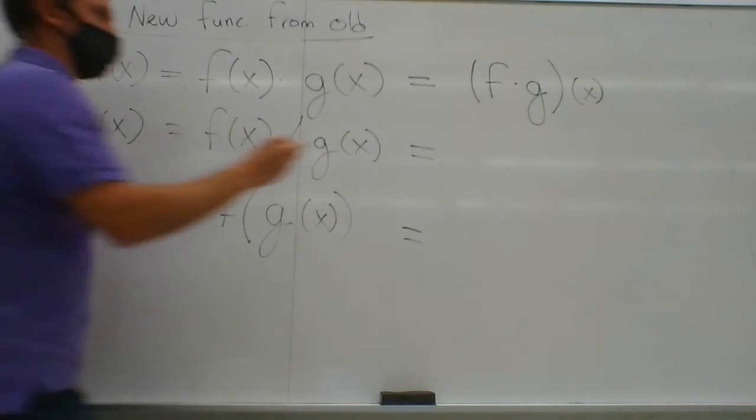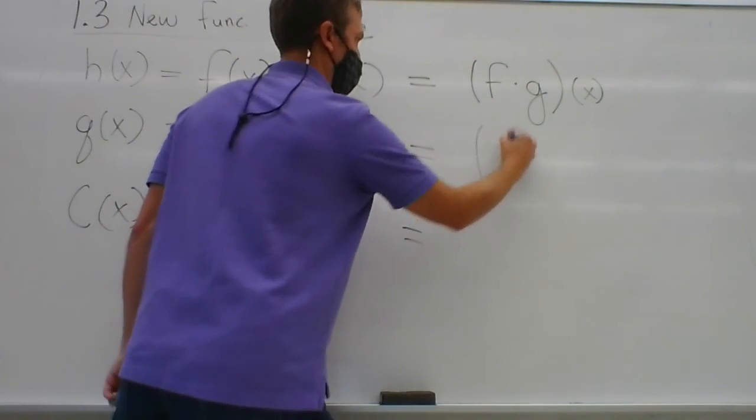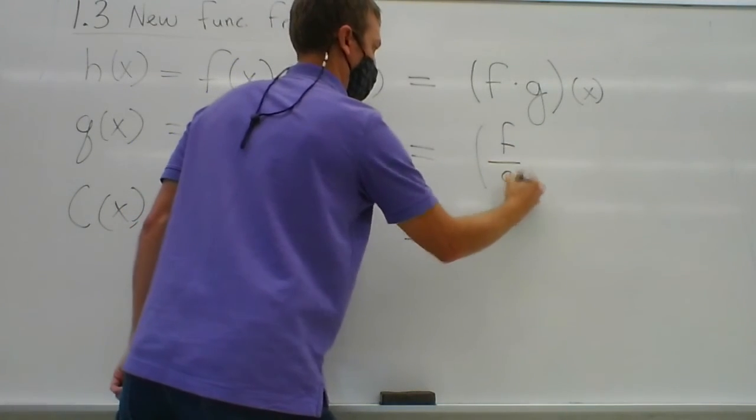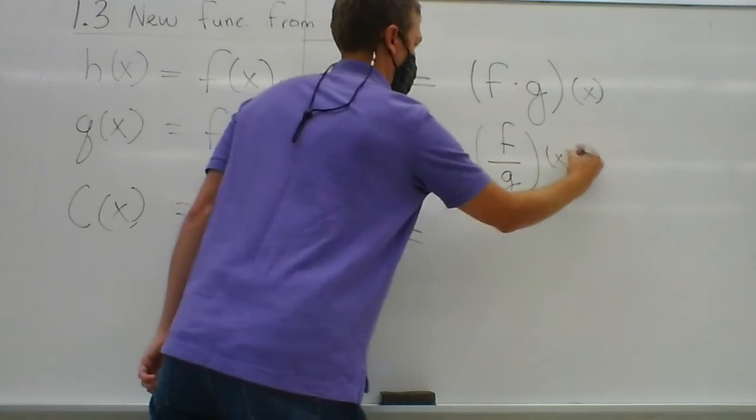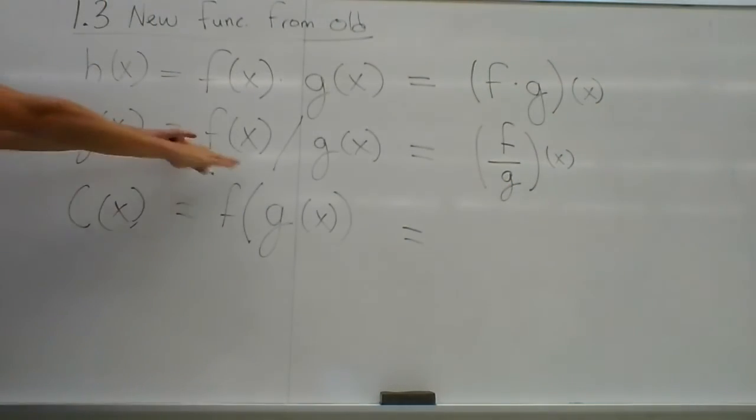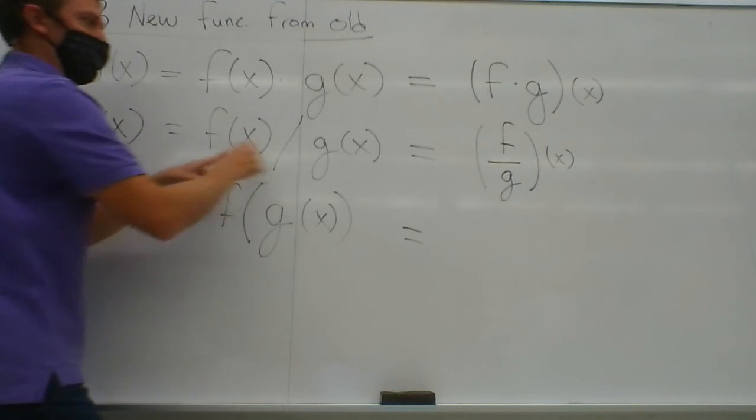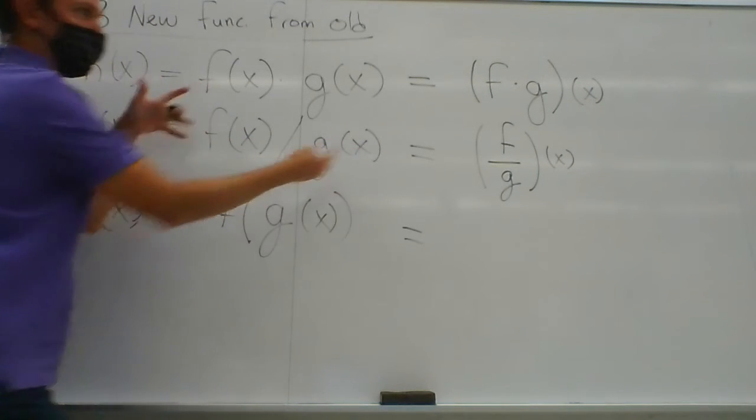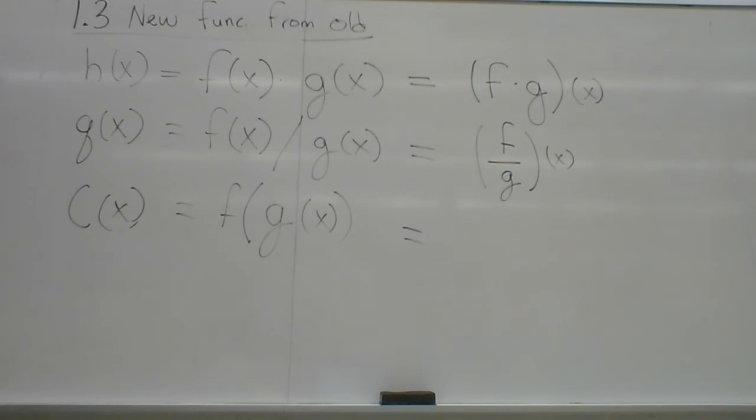This one is denoted maybe like you'd expect, f divided by g evaluated at x. It means exactly this. Plug in x to f, plug in x to g, take the quotient. This one always gets people, it's called the composition of two functions.